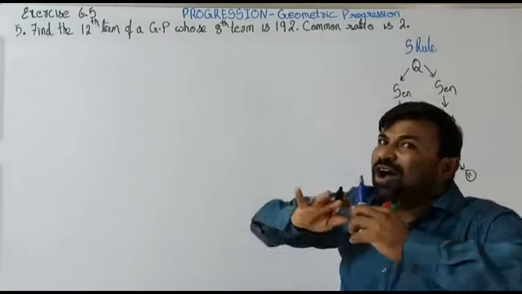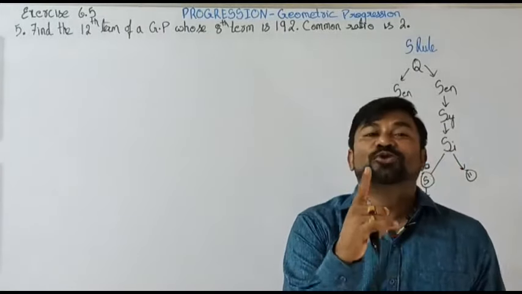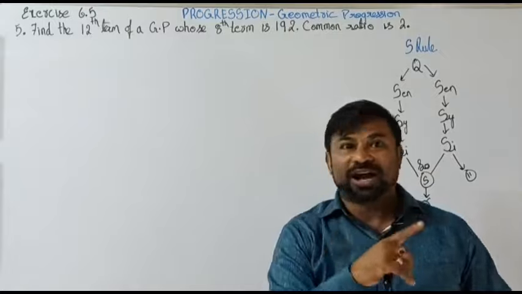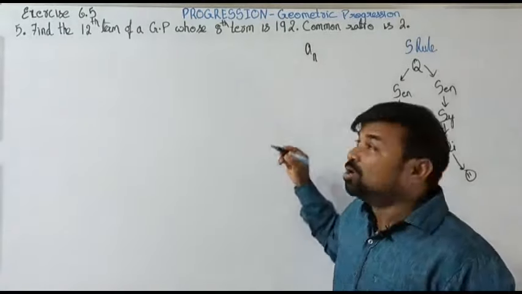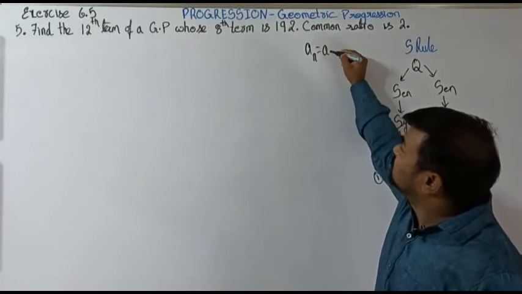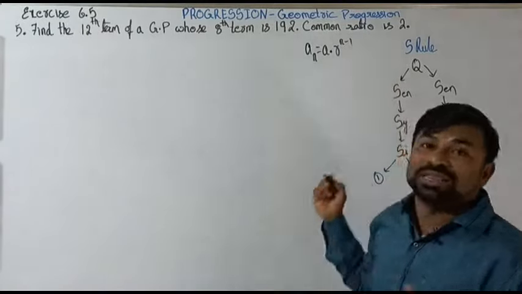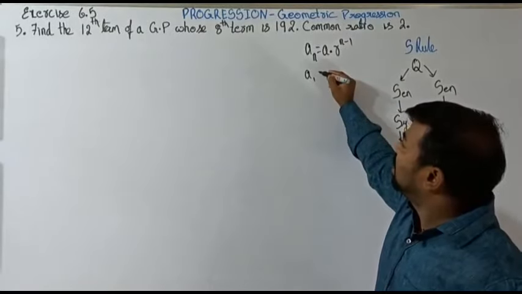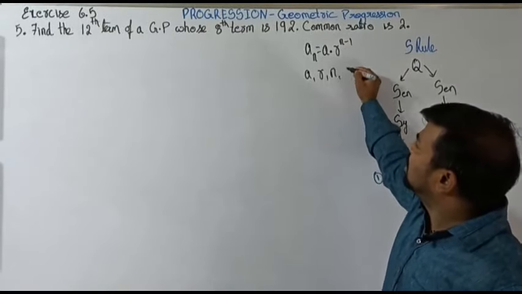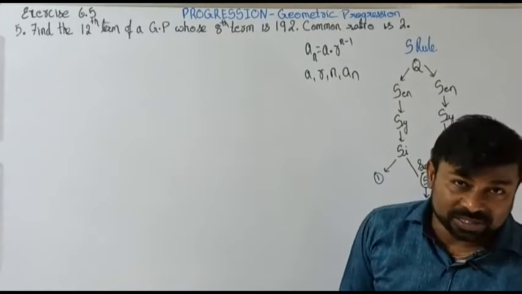To find any term, as I said, we use the nth term formula. What's the nth term formula? a_n equals A into R to the power n minus 1. This is the nth term formula. And what are the variables here? A, R, n and a_n. These are the variables present here.